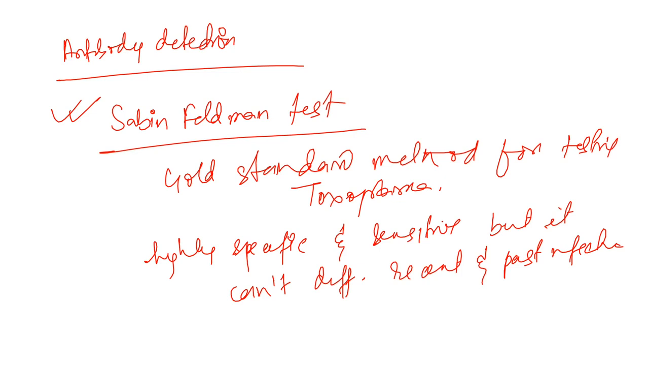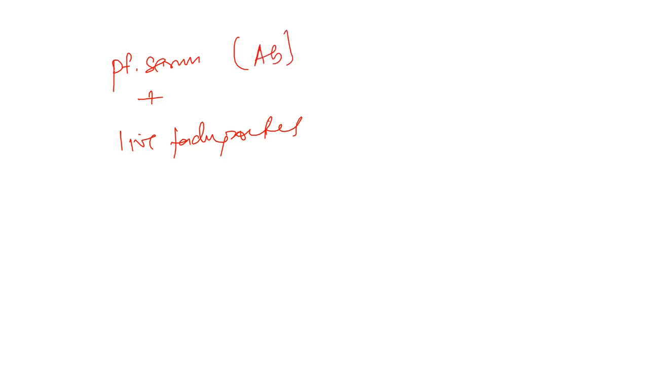Okay. So in this, what do they do? You need to know this. They take the patient's serum. They add live tachyzoites. The patient serum has antibody, and the live tachyzoites have antigen. So antigen and antibody combine to form a complex. And that is killed by complement.